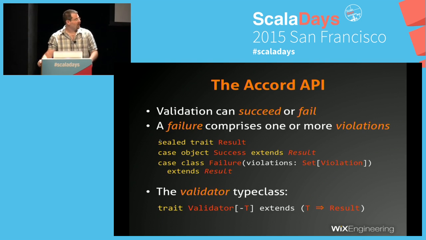And the validator itself is a type class. And you can think of it as essentially a nice name for a function from whatever type I'm validating, type T, to the result model. Okay, so that's sort of the baseline for what we're going to be talking about.